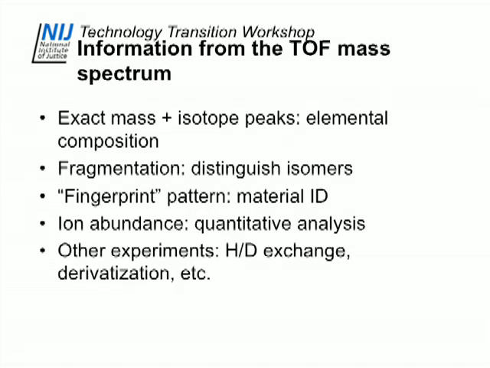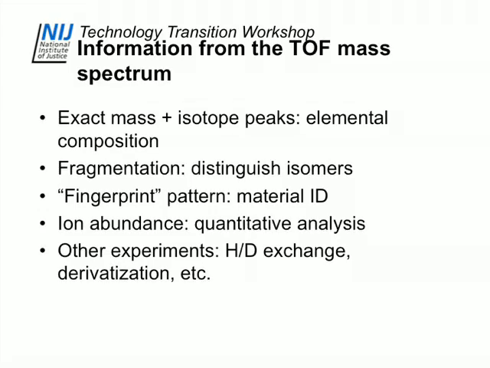I think we're getting down toward the end. Okay, now we've got all this stuff put together. What information do we get out of it? We get exact masses, but we also get isotopic peaks for the mass spectrum. Most atoms have more than one isotope: carbon-12 and carbon-13, and even a trace of carbon-14. All of that information feeds back to be able to give you an elemental composition.